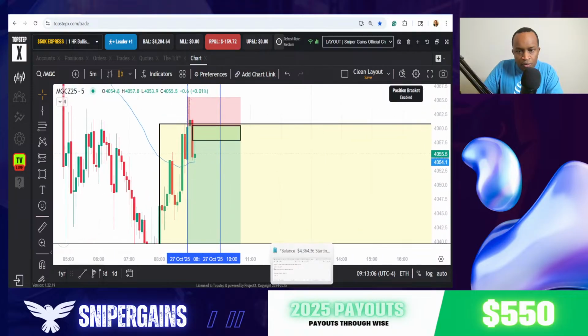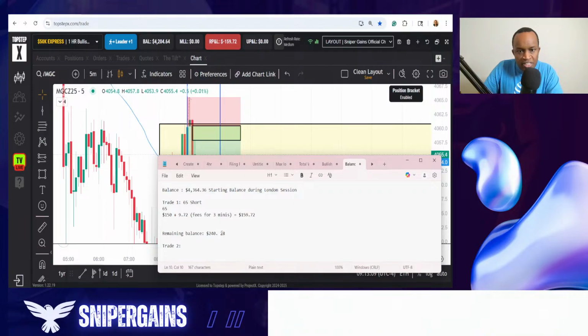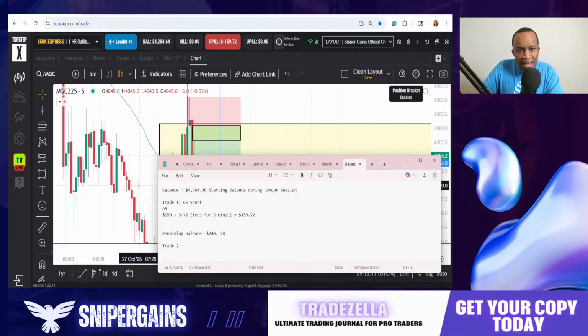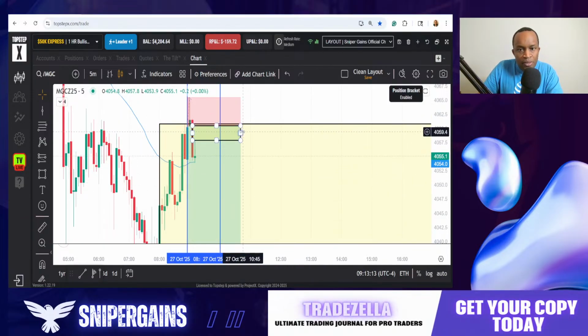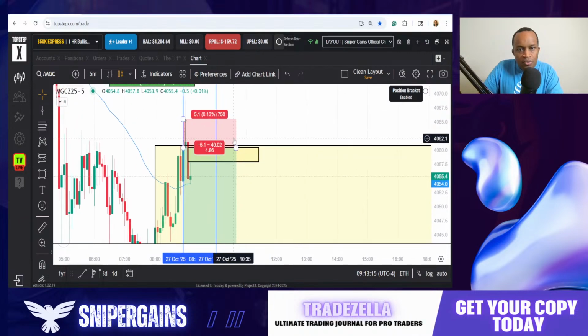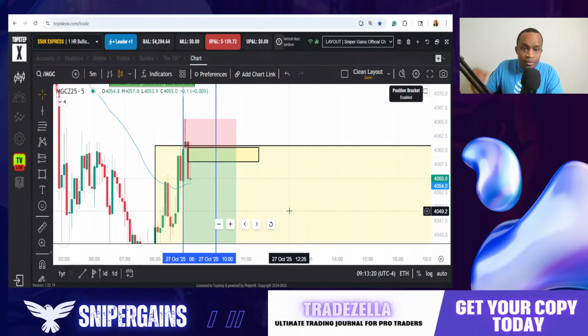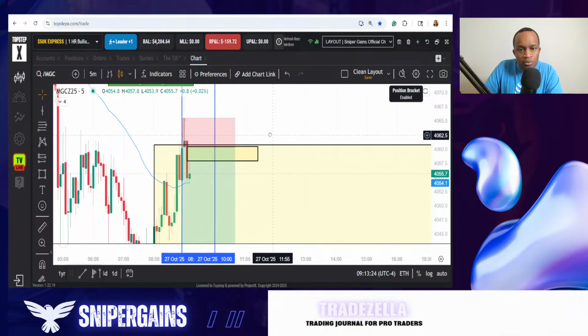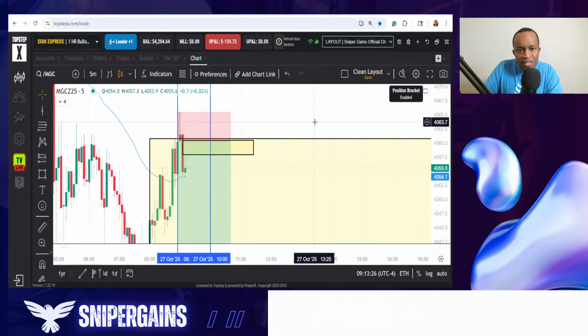Because remember, we're trying to make sure we split this 240 in half or close to it. That way we can still get a chance for one more shot. And if that does not work out, then we're donezo. No more trades. So this would be trade number 2.